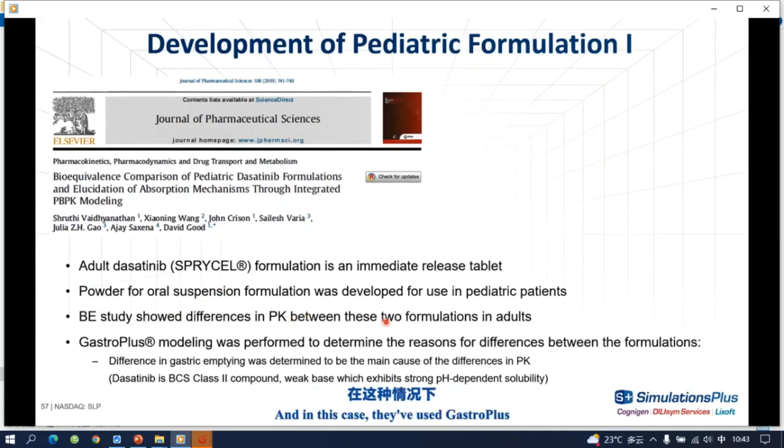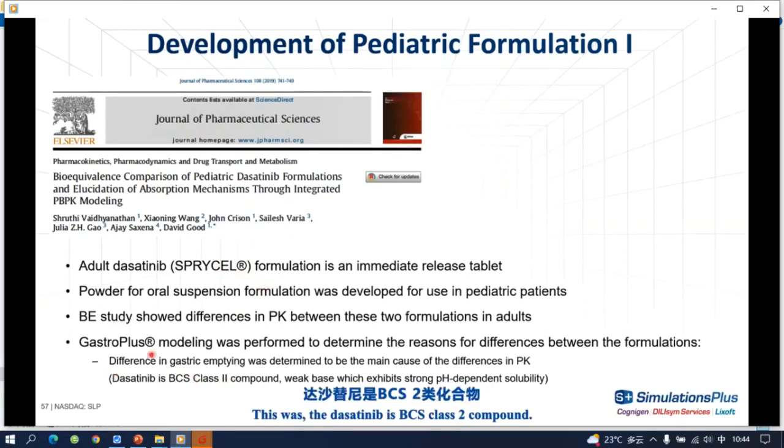And so in this case, they've used GastroPlus. They did not necessarily have to do pediatric predictions, but they did need to do mechanistic simulations, looking at the specific mechanisms that are affecting this compound to figure out why the PK for those two formulations were different.